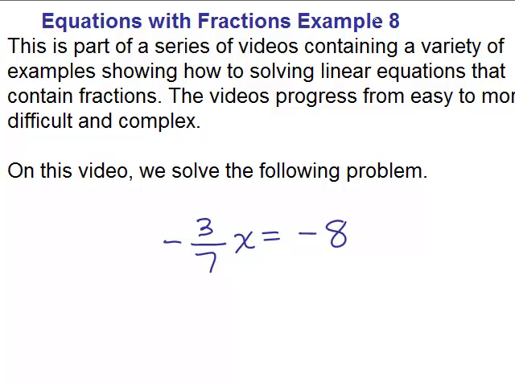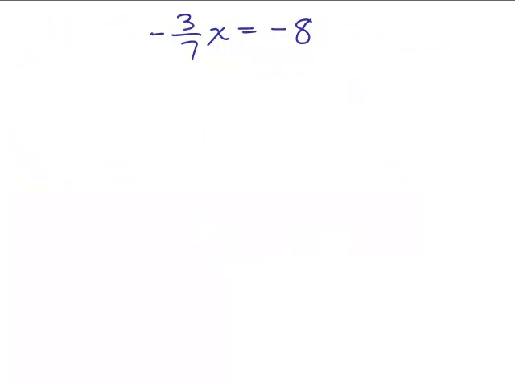This is our 8th example solving a basic equation that contains a fraction. All right, so we have negative 3/7 x equals negative 8. One way of doing it is to multiply both sides by the reciprocal of negative 3/7, since that's the coefficient of x. Now be careful here. You probably want to write it like this so you remember that's multiplication. It's not a subtraction sign like minus 3/7.